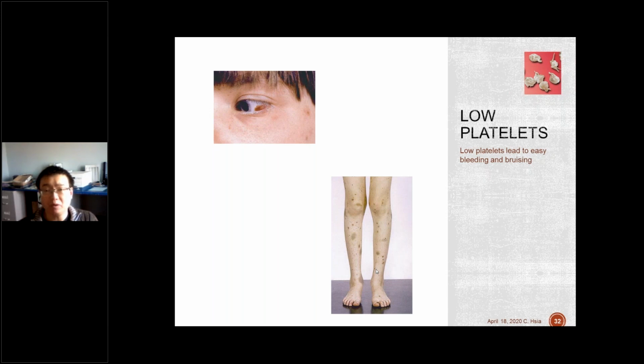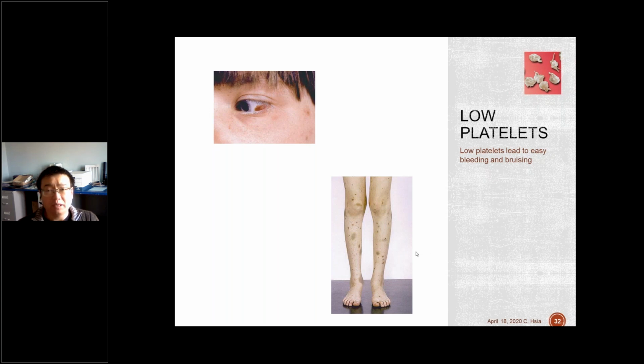And bleeding can be both bleeding that you can see, like nosebleeds, but bleeding can also be internal bleeding, which is very important. So internal bleeding, you might not be able to see. If it's within the gut, maybe sometimes you see blood in the stool or dark, black, tarry stool.